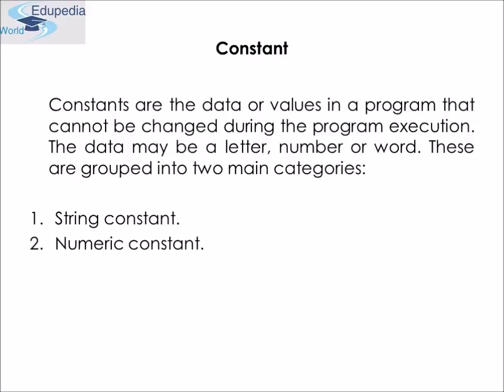So now comes the constant. Constants are the data or values in a program that cannot be changed during the entire program's execution. The data may be a letter, number, or word. The two main categories for constants are string constant or numeric constant.